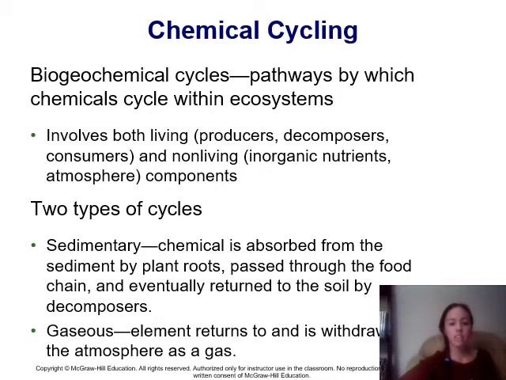The sedimentary cycles include chemicals like nitrogen that is taken from the soil, flows through the food chain, and then returns back to the soil. The gaseous cycles include chemicals like carbon dioxide, which are taken from the atmosphere, flow through the food chain, and then return to the atmosphere. These cycles involve living components like producers, decomposers, and consumers, and non-living components like the chemicals, soil, and atmosphere.